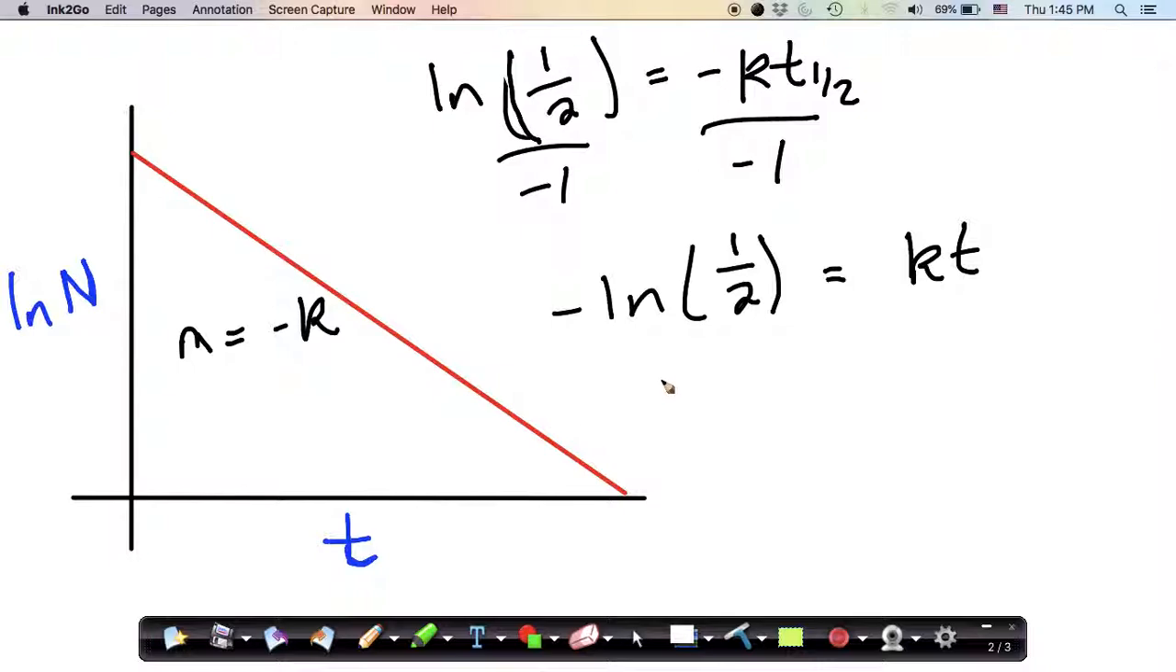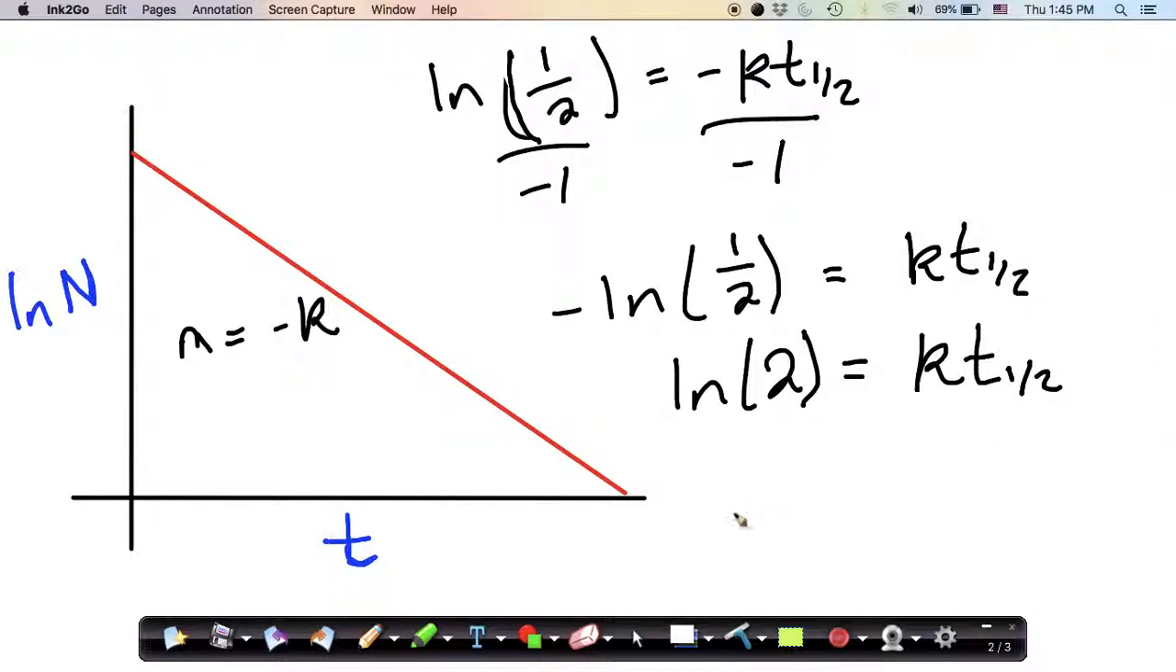Now, the negative natural log of 1 half is actually equal to the natural log of 2. So now I have natural log of 2 equals kt. And remember, t here is t1 half, so let's write that in, k t1 half. And now I can solve this equation for t1 half, where I get t1 half, the half-life, is equal to natural log of 2 over k.